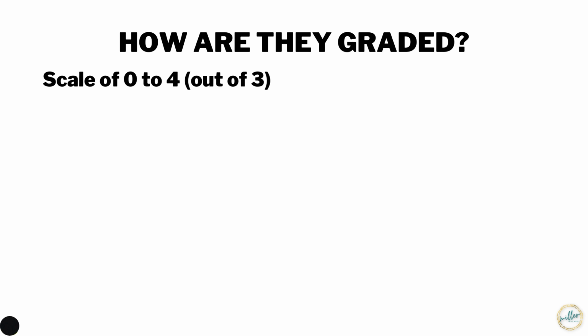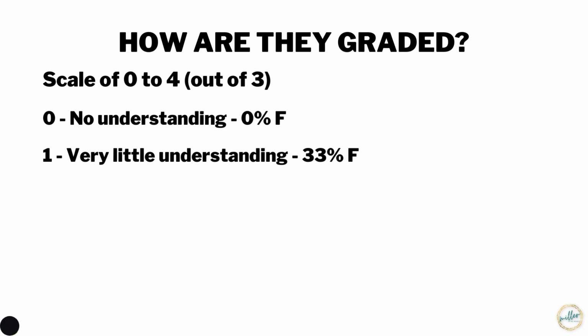Mastery checks are graded on a scale of 0 to 4, but only out of 3. Let me explain. If you get a 0, it means that on your mastery check, you showed no understanding of the concept. 0 out of 3 is 0%, an F. If you get a 1, you may have demonstrated a little bit of understanding, but not very much. 1 out of 3 is 33%, also an F.